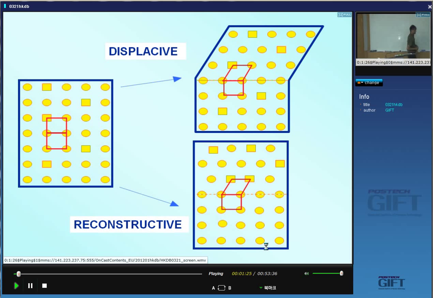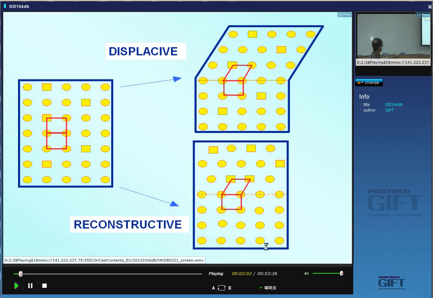Now, I explained to you that there are two classes of phase transformations, the reconstructive transformations and the displacive transformations. I'm going to explain that once again. So imagine that we have our austenite and it has two kinds of atoms in it, the round atoms and the square atoms. So that could be, for example, manganese and iron. And we want to change this unit cell from this shape to a shape which looks like this. Okay? So that's our phase transformation. We've changed the unit cell.